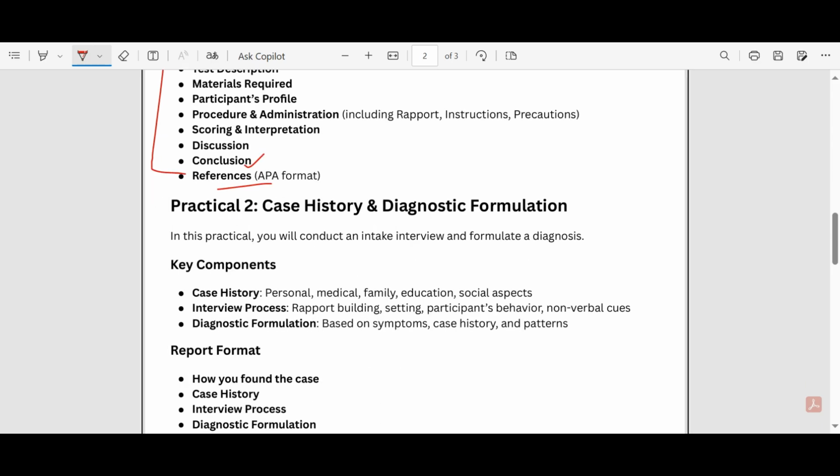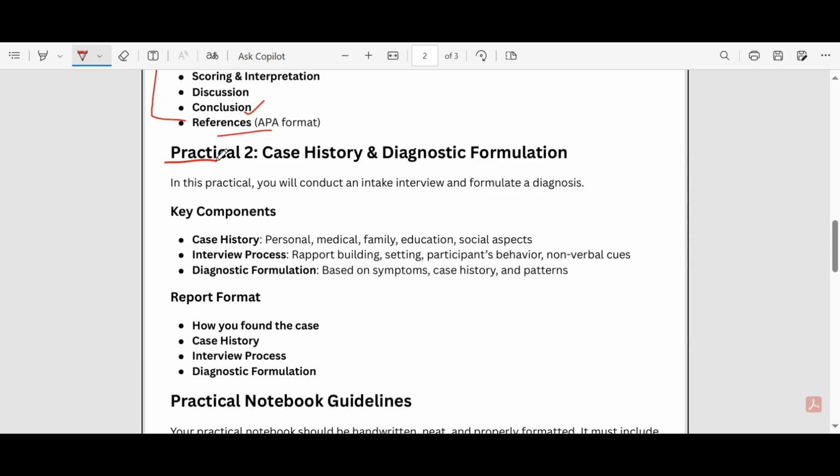And so what is the second practical in this subject? The second practical is case history and diagnostic formulation. So it has three components. First is case history, second is interviewing, and third is diagnostic formulation.